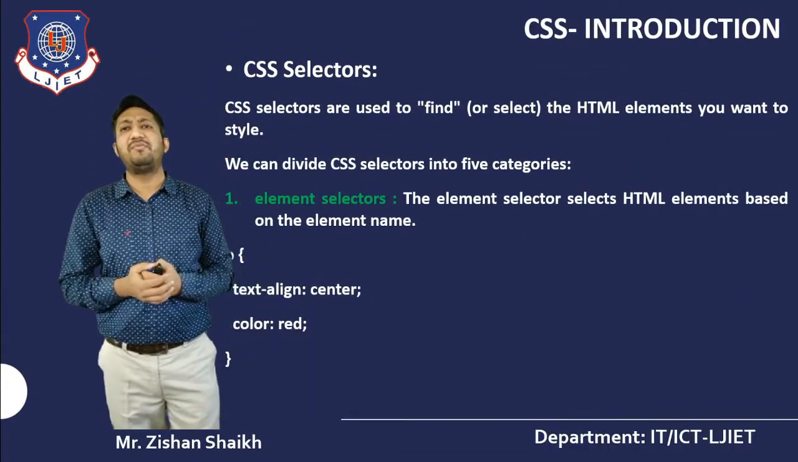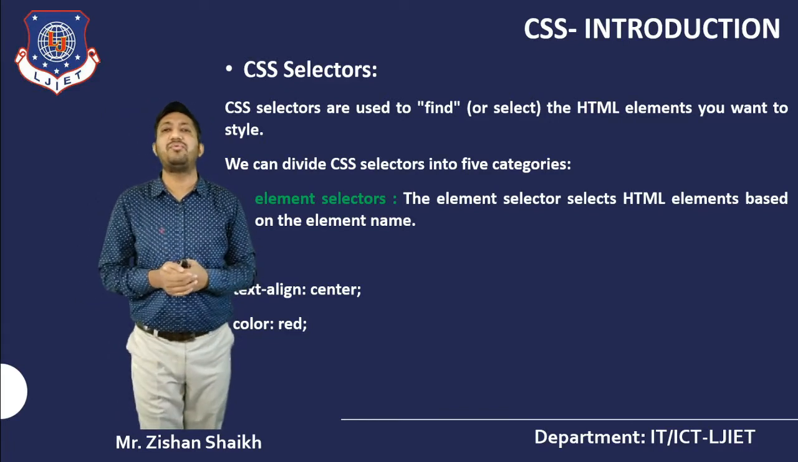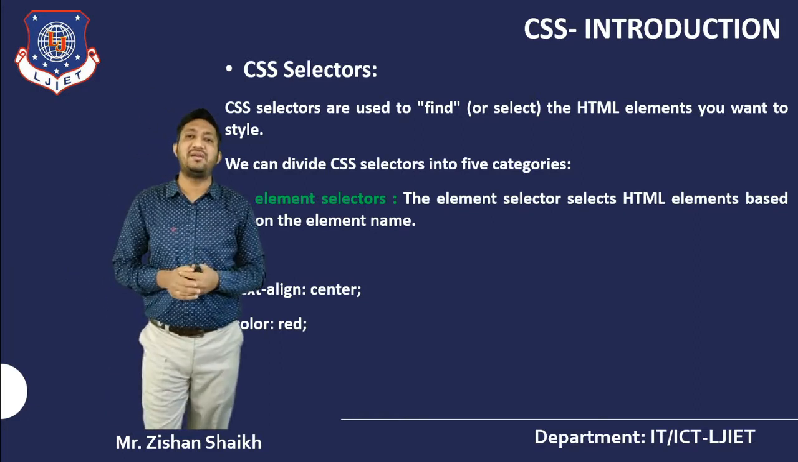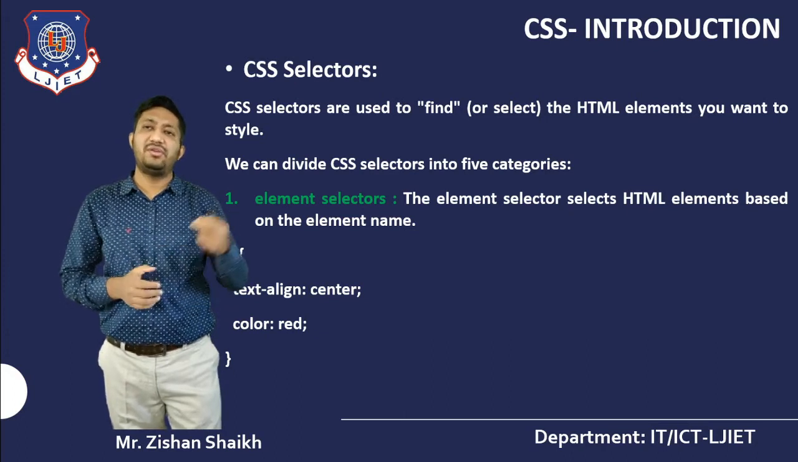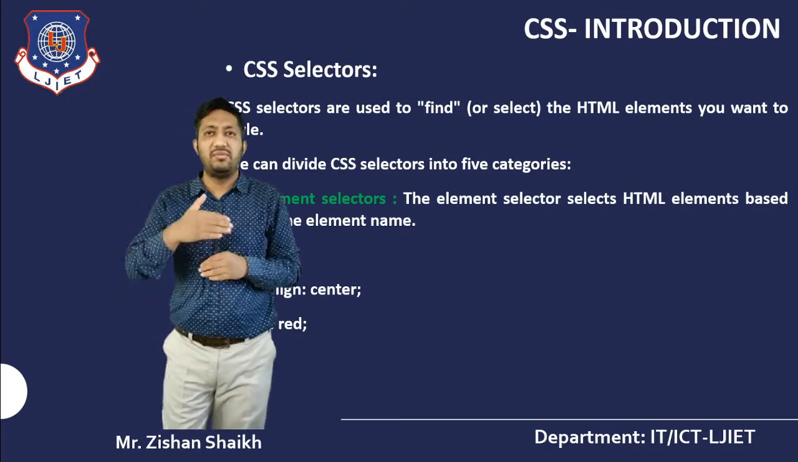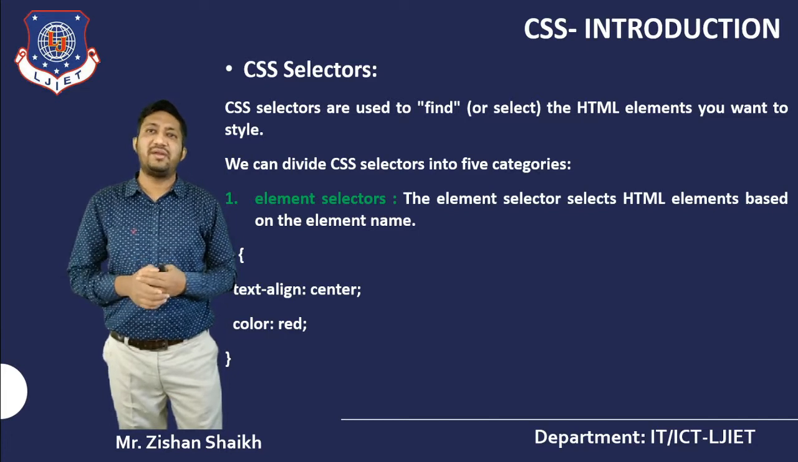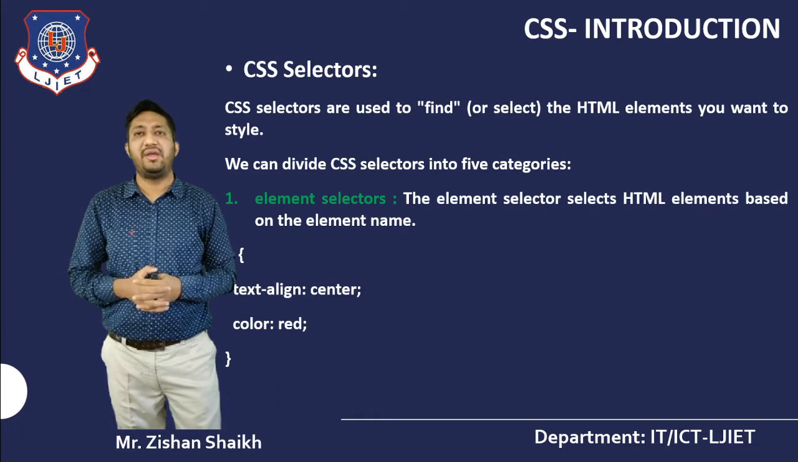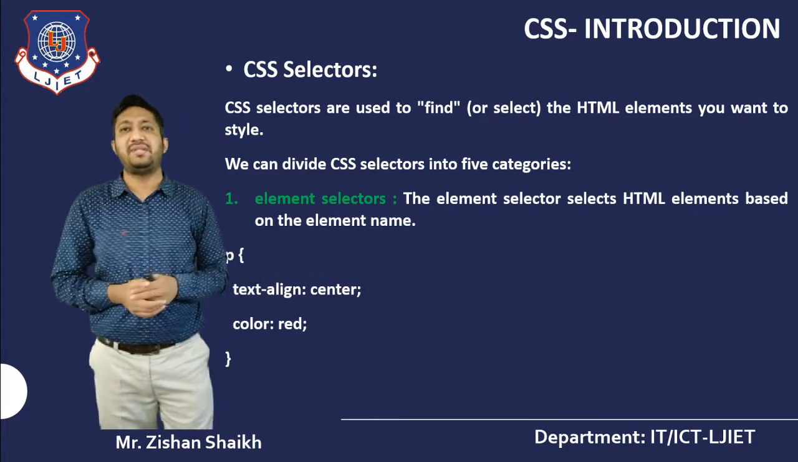So how many types of declarations can we assign? For that we have to understand the types of selectors. Using selectors, the CSS engine chooses which particular element should be styled by this CSS file. So we have to understand the different selectors. Basically selectors are categorized into five categories. Let's understand all the categories one by one. So first is the element selector.